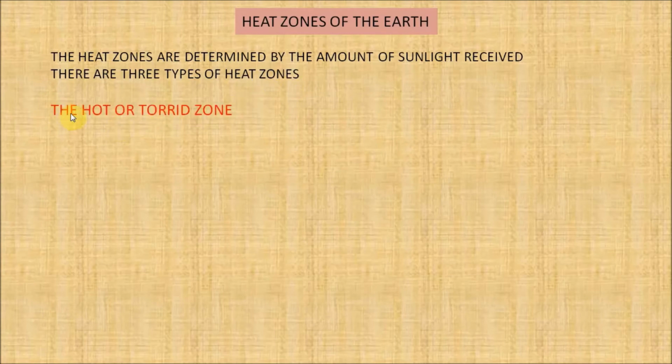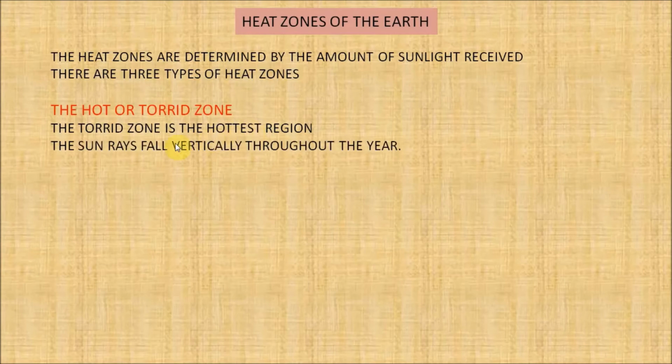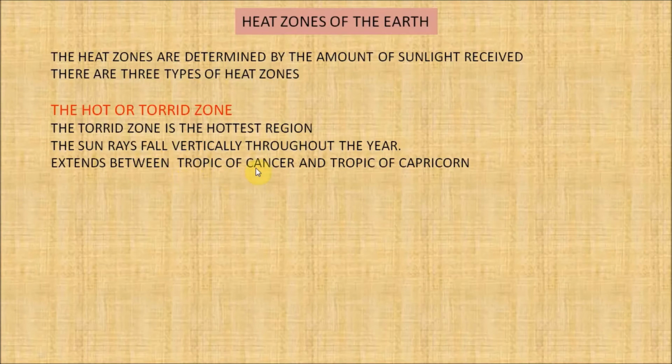First, the hot or torrid zone. The torrid zone or hot zone is the hottest region of the world. In this region, the sun rays fall vertically almost throughout the year, and this zone extends between the Tropic of Cancer, that is 23.5 degrees north, and the Tropic of Capricorn, that is 23.5 degrees south.